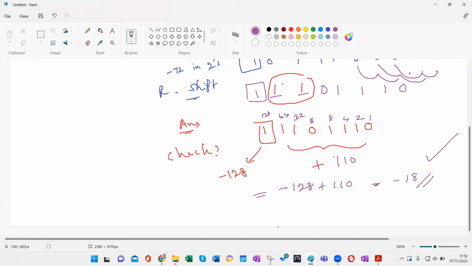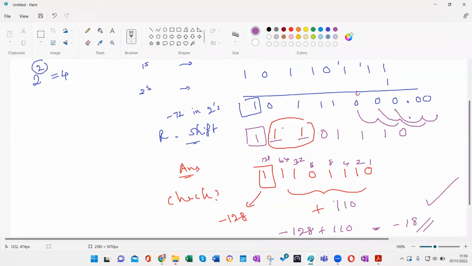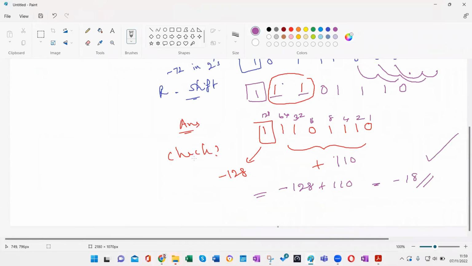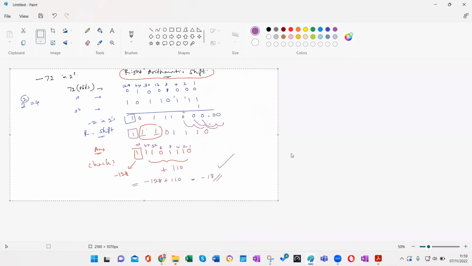Well done. So the only difference is that those empty spaces are filled with ones, actually copies of the most significant bit. So I think we have finished that. That's one small part, which is super easy.